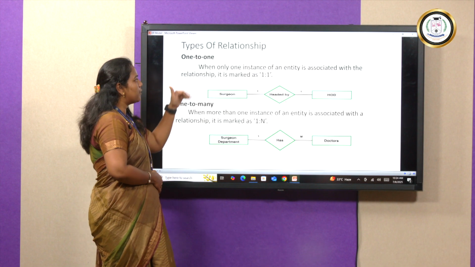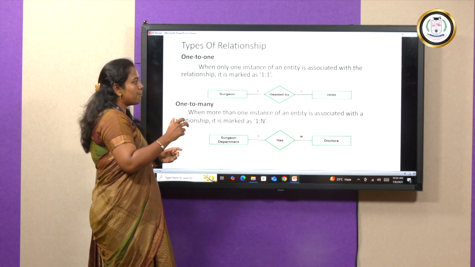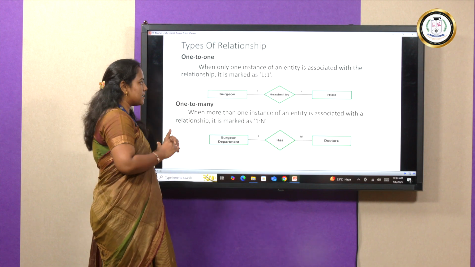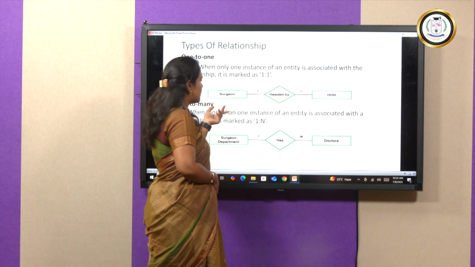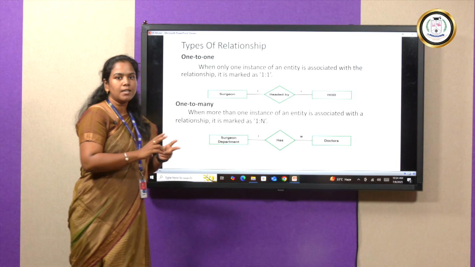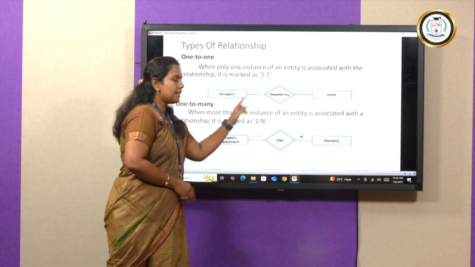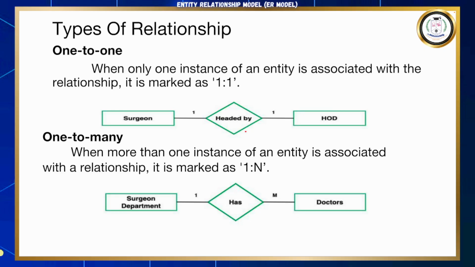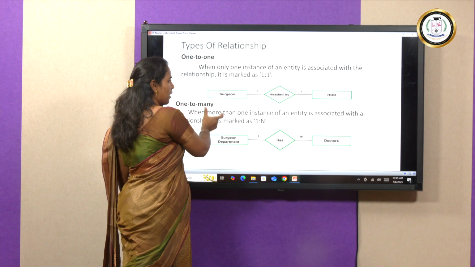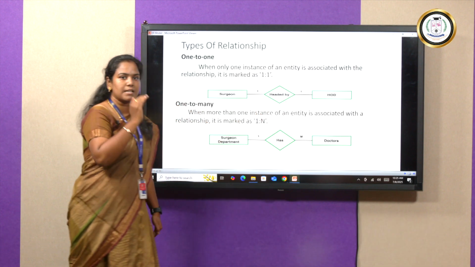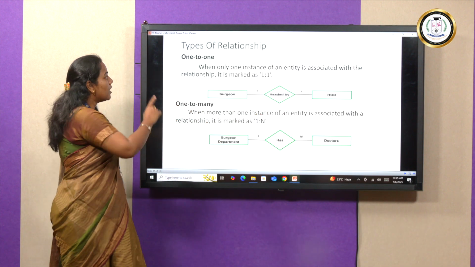First one is one-to-one. One-to-one is nothing but how many instances come under a relationship. For example, surgeon headed by HOD. Surgeon, HOD, these both are the entities here. Headed by is the relationship. A department contains one surgeon, one HOD. If one instance comes under a surgeon, one HOD comes under a department. So one instance that comes under each and every entity, that is said to be a one-to-one.